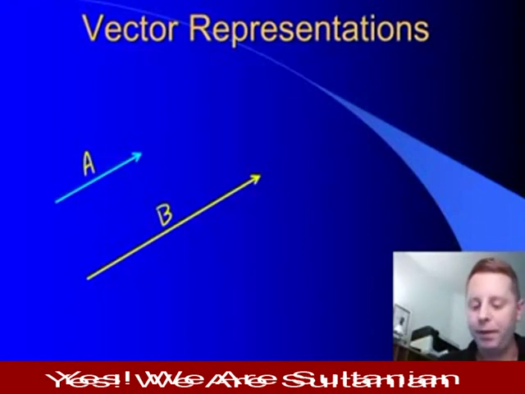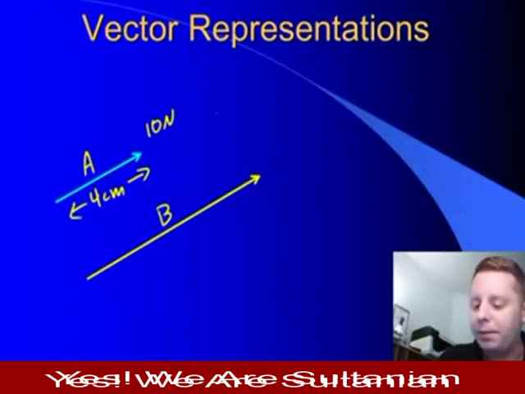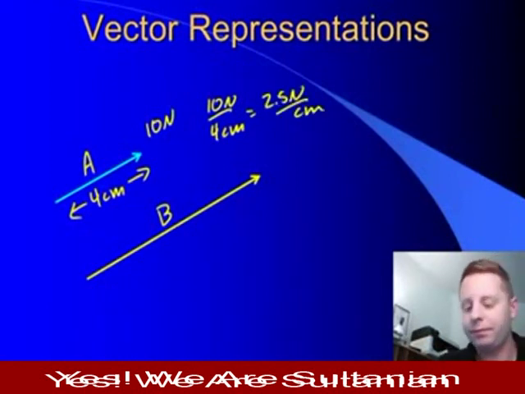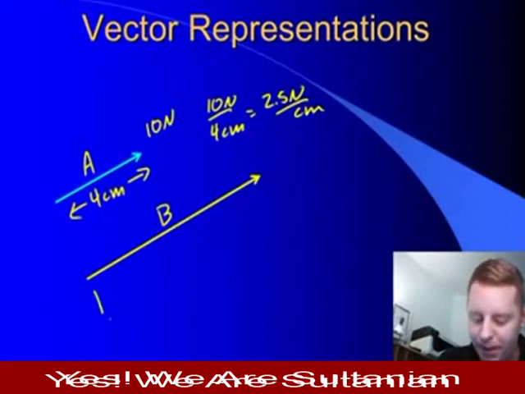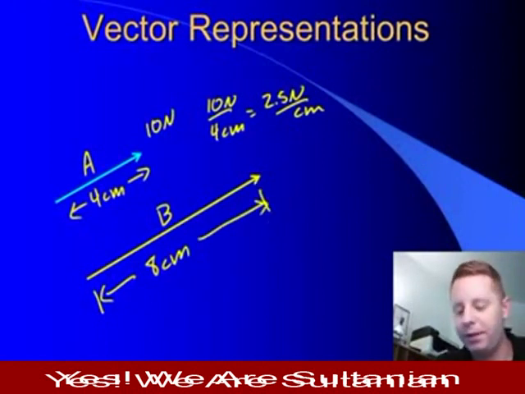If we assume, for example, that vector A represents a force of 10 newtons, and I go and measure that with my ruler, I find that it's actually 4 centimeters long from tip to tail. Therefore, this must be telling me that there are 10 newtons over 4 centimeters, or every centimeter is roughly 2.5 newtons. So if I then go and I measure vector B with my ruler, I find that it is 8 centimeters in length. So what force would vector B represent?